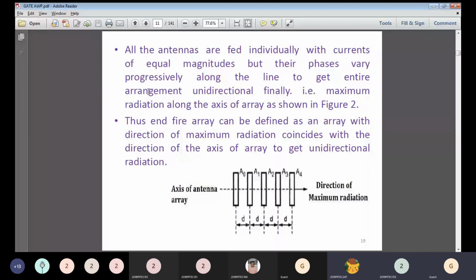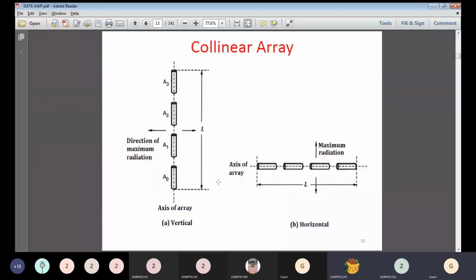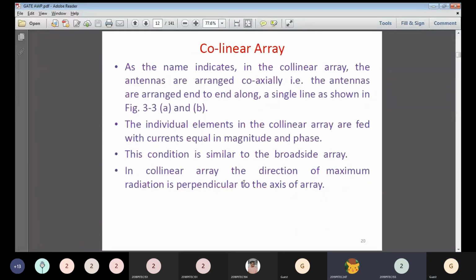This is available in figure 2. Thus, end-fire array can be defined as an array with direction of maximum radiation coinciding with the direction of the axis of the array to get unidirectional radiation. Next, third one, collinear array. Here we have vertical and horizontal collinear array. In broadside array and collinear array, the antennas are going to be equally spaced.